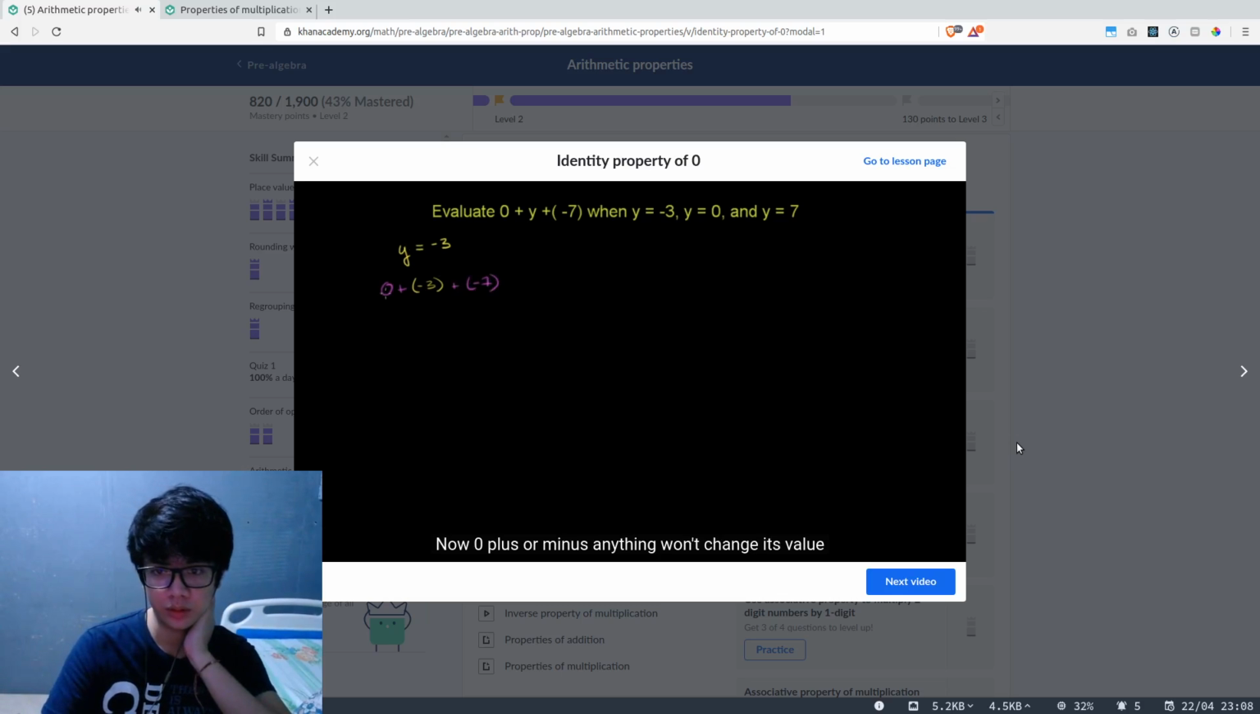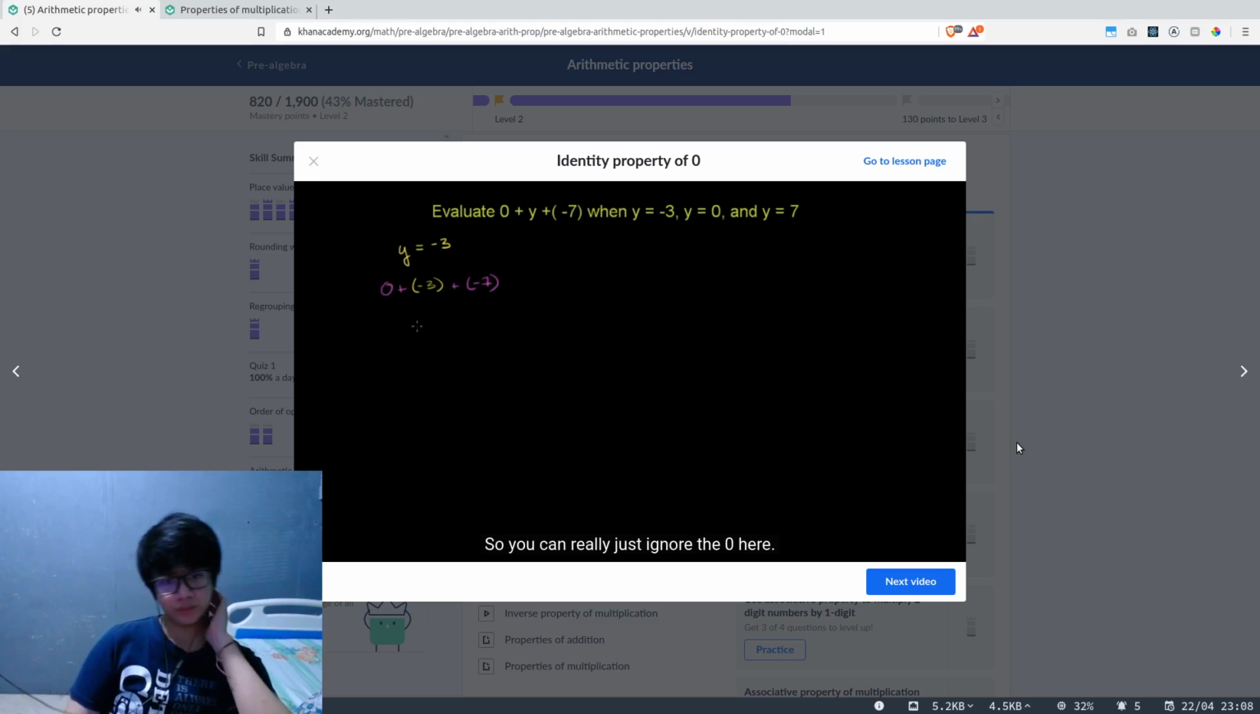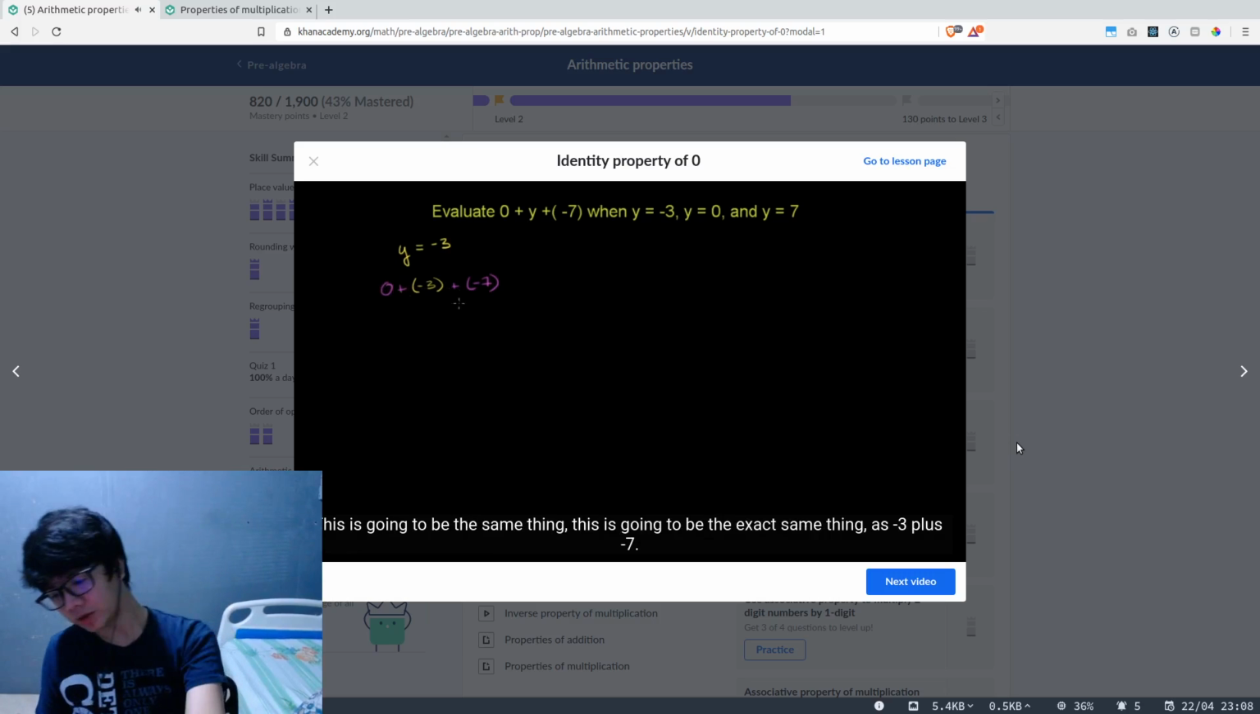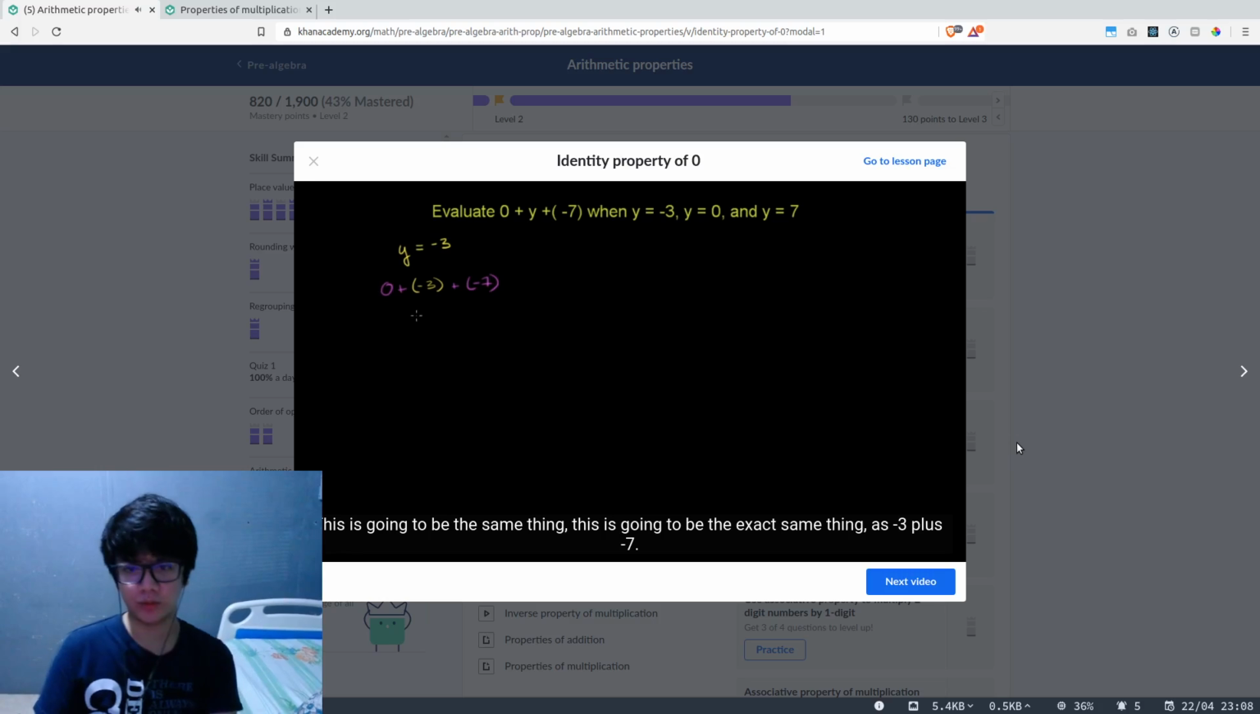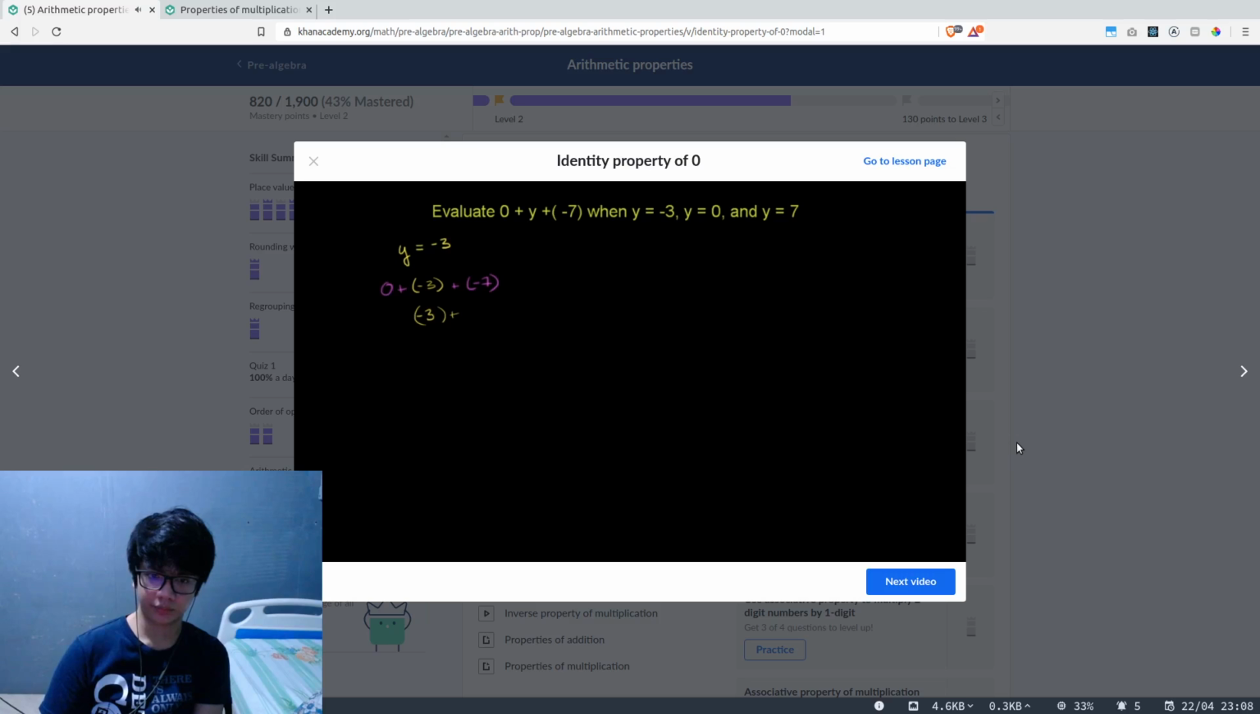Now, 0 plus or minus anything won't change its value. So you can really just ignore the 0 here. So this is going to be the exact same thing as negative 3 plus negative 7.